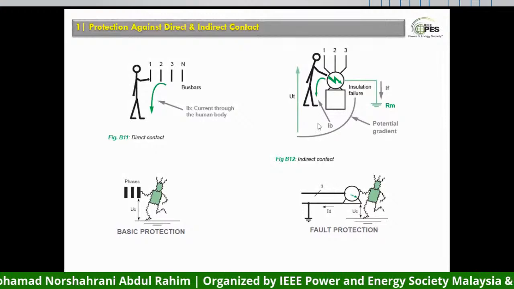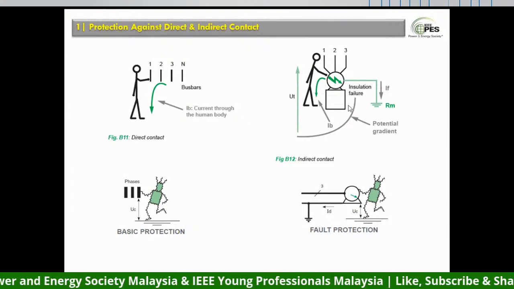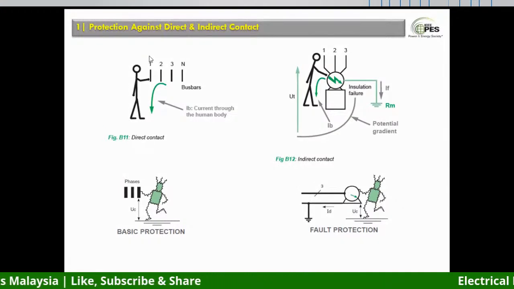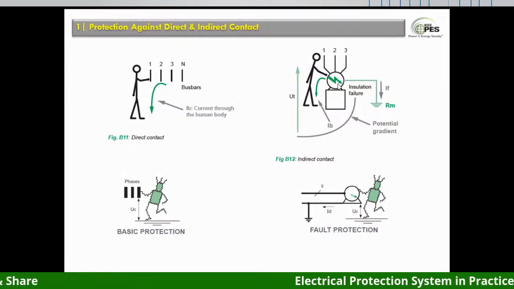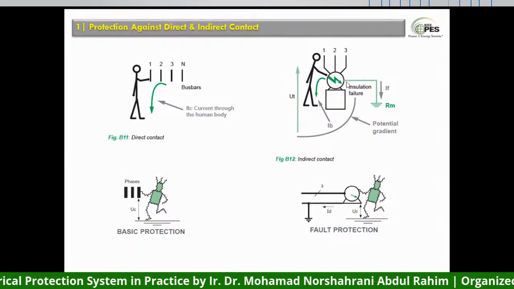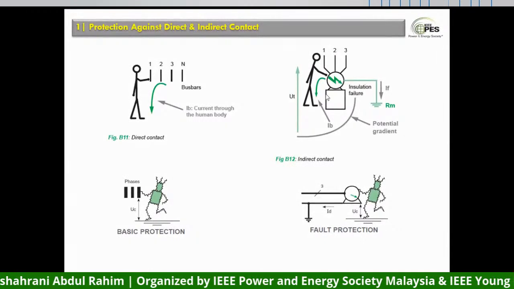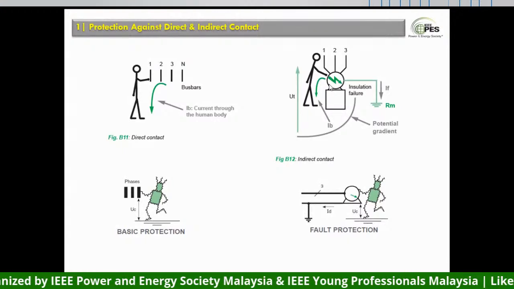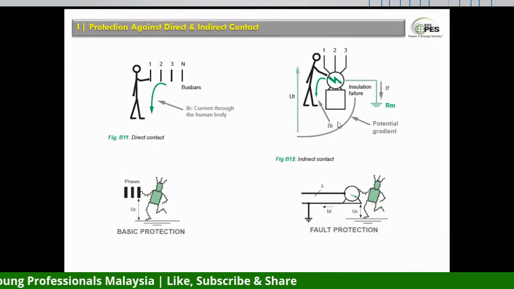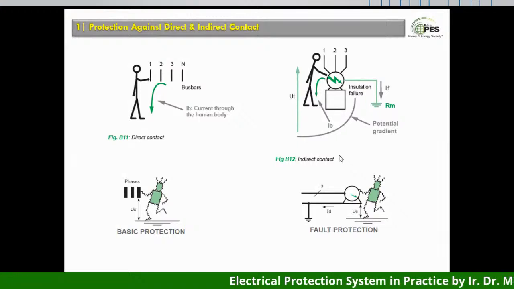Or this one, we also call it basic protection. Another one is indirect contact. For example, after we have insulated this electrical part, or compartmentalized it, we need to think that there is a possibility that the insulation of the material might fail. Once there is an insulation failure, there is a possibility for leakage current to flow, and the leakage current might kill the person. So we need to think of another way to protect people from the leakage current. This one we call indirect contact. So in this case, we need to think how to protect people from indirect contact.